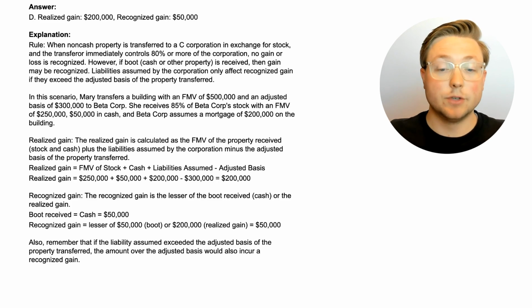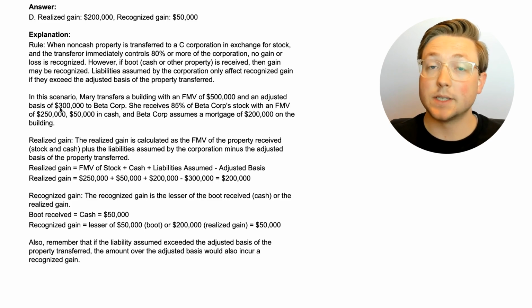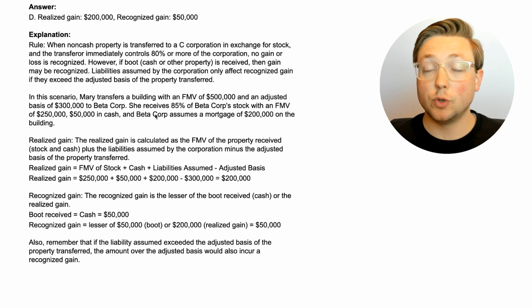So in this scenario, she transferred the building that had a fair market value of $500,000 and an adjusted basis of $300,000. And this is what she received in exchange for that. She received stock, which was valued at $250,000, $50,000 in cash, and Beta Corp assumed a mortgage of $200,000 for her. So let's go down here to the realized gain.